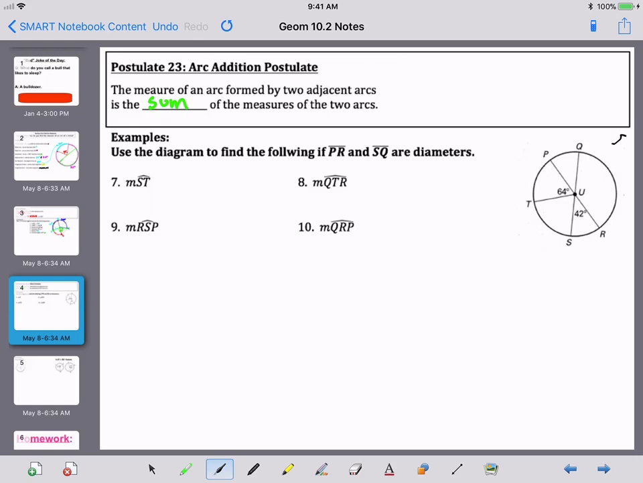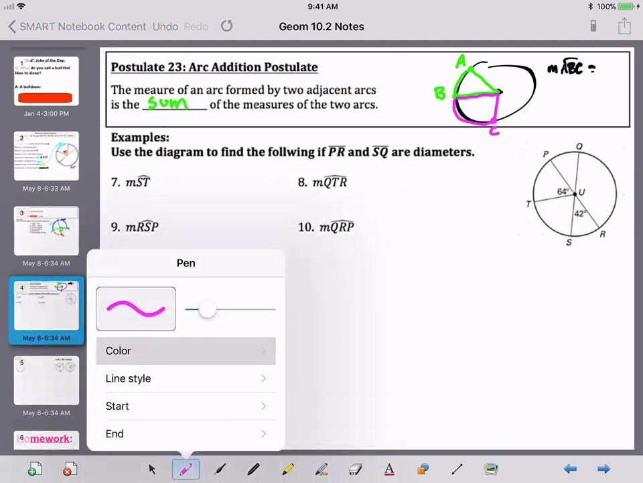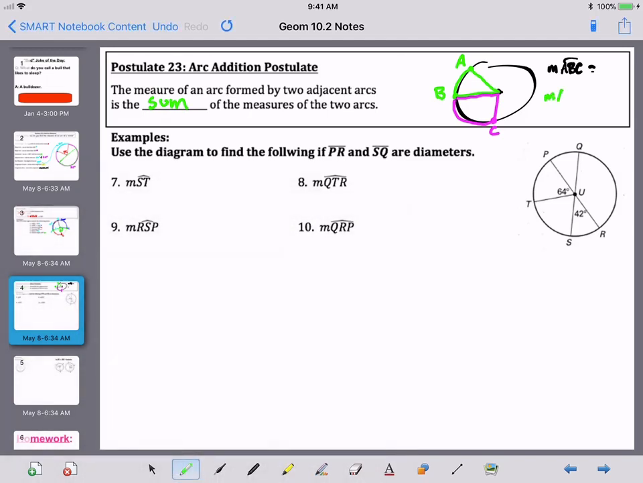So for example, if we have this circle here, and here's the center of the circle, if I would look at this arc from A to B, all right, so we have this arc from A to B, and if I look at a second arc from B to, let's call this point C, to find the measure of arc ABC, I can find that by just adding the measure of arc AB and the measure of arc BC.